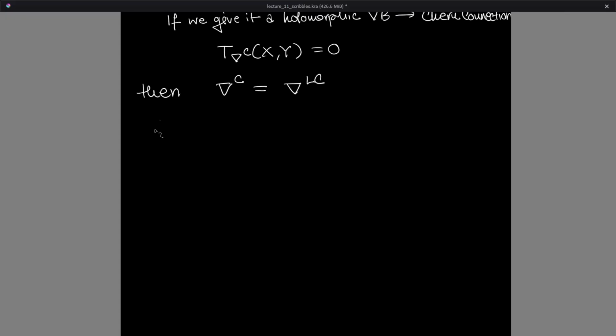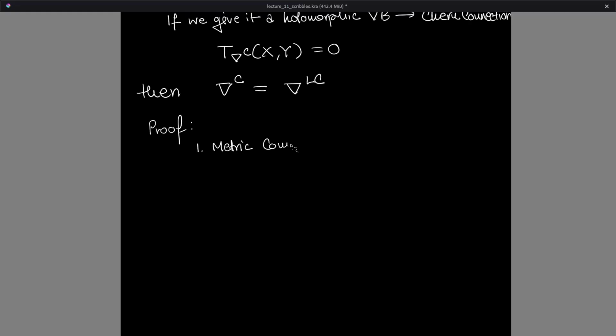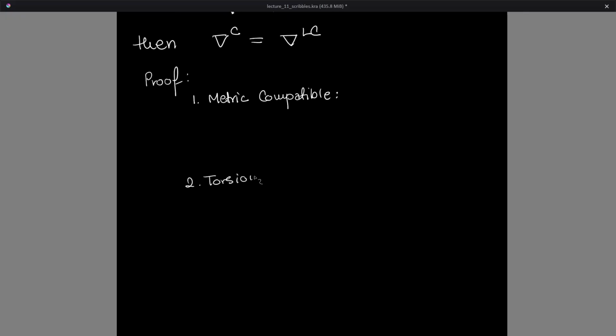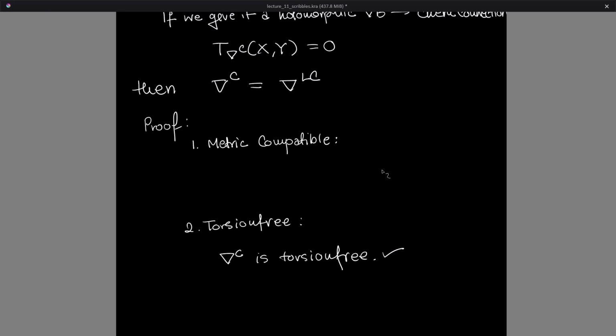So let's prove this. Proof. First things first. What do we know about the Levi-Civita connection? What we know about the Levi-Civita connection is that it has two properties. One, it has to be metric compatible. And two, it has to be torsion free. Well, torsion free is easy. We just hypothesize that our Chern connection is torsion free. So by hypothesis, nabla^C is torsion free. So that's all good. So let's look at the metric compatibility.